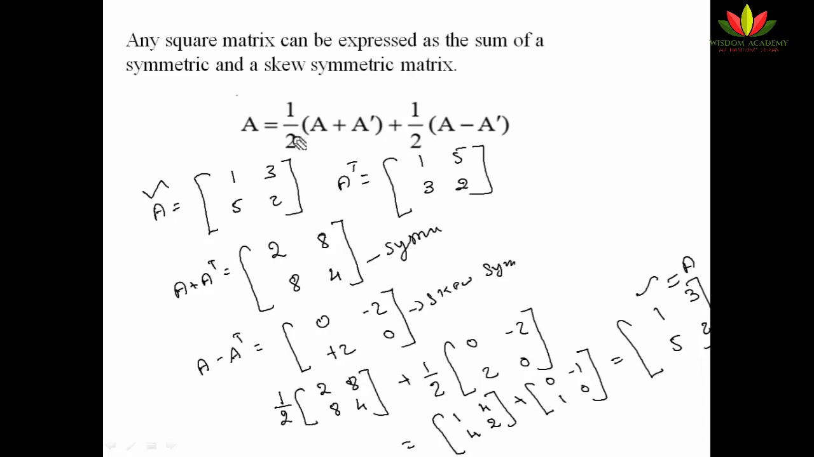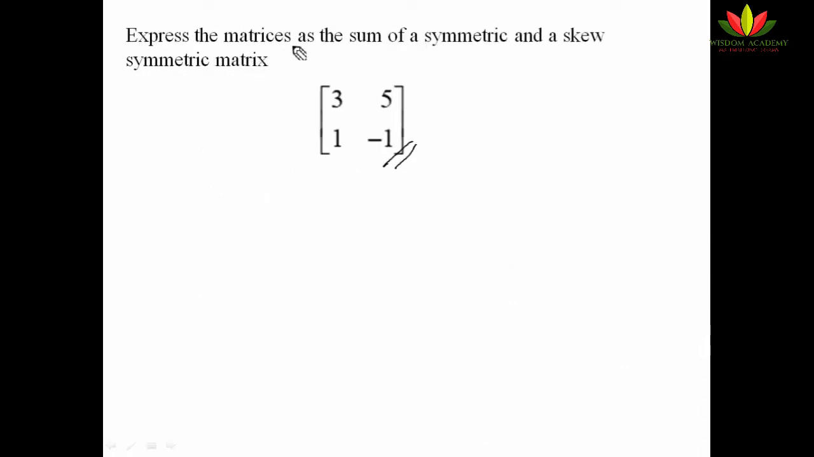So what they say is, if I take any matrix, and take its symmetric and skew symmetric parts, dividing both by 2 and adding, then this is the expression as a sum of symmetric and skew symmetric. We can express any matrix as the sum of symmetric and skew symmetric. So this is very important. Express the matrix as the sum of symmetric and skew symmetric. So I want to take it as A.